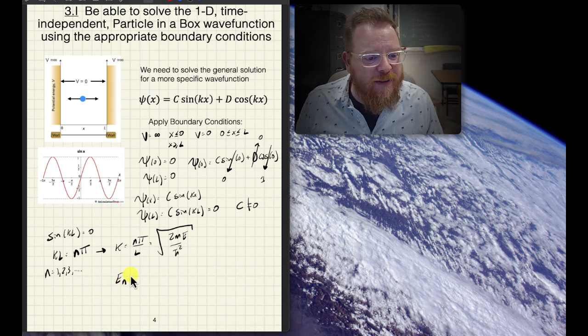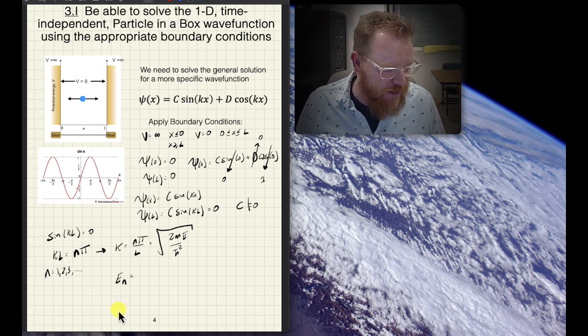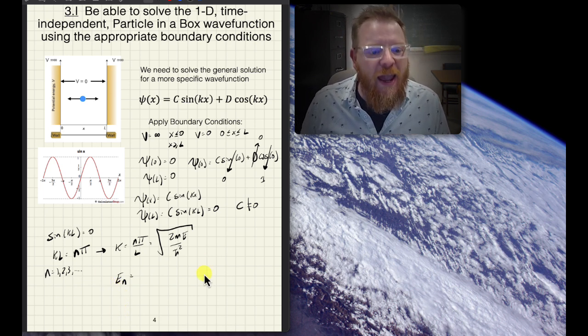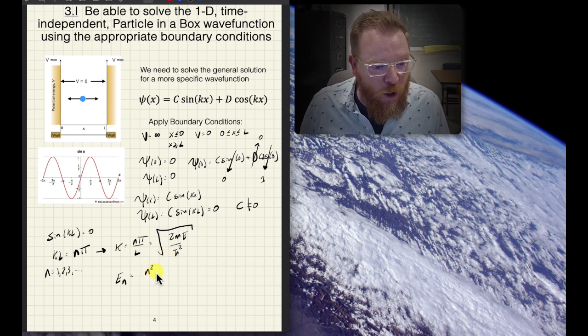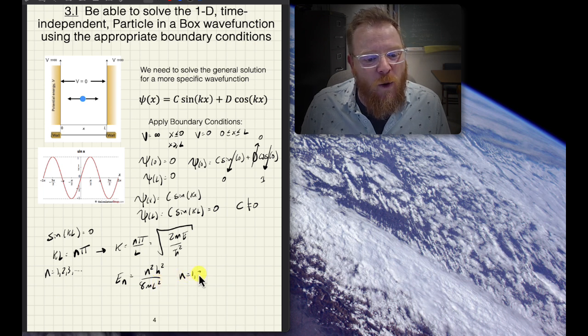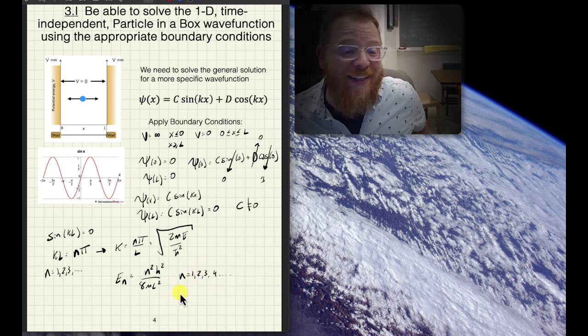So E sub n, so that typically means E as a function of this number n. And if I do the algebra here, we end up with n squared h squared, so the pi from h bar goes away, all over 8 m L squared, where n still equals 1, 2, 3, and 4, etc. And we might be wondering, what is this n thing?